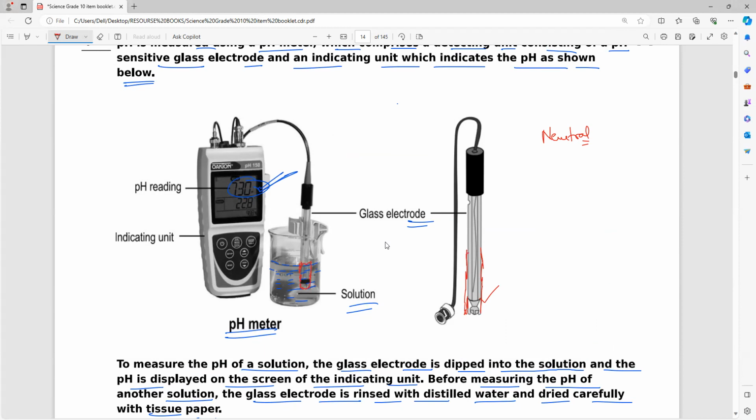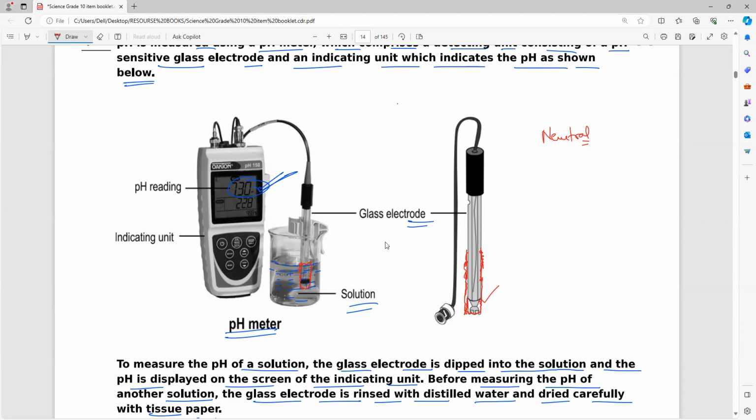So now if you directly dip it into another solution, what will happen? There will definitely be an effect on the pH value. The original pH is not shown. So that is the reason we have to clean with distilled water and neatly wipe it with tissue paper. Only then is it possible to measure the correct pH value of any other solution.